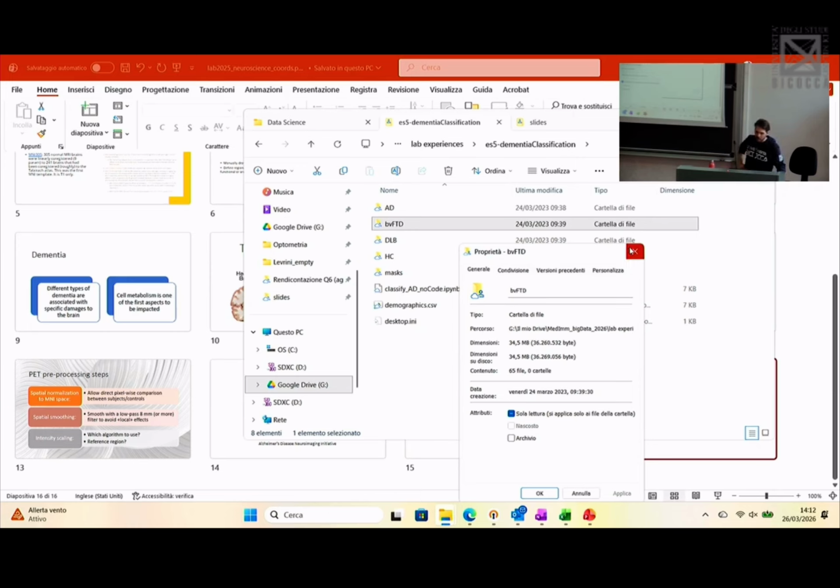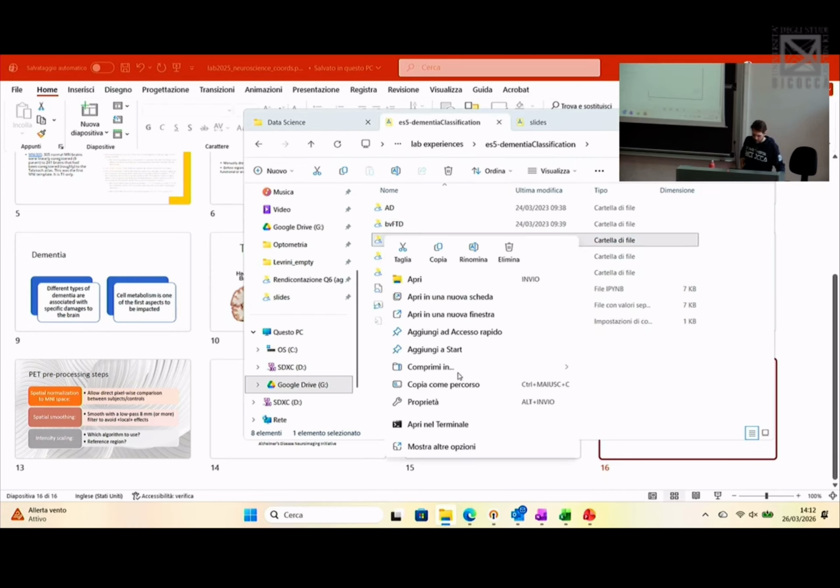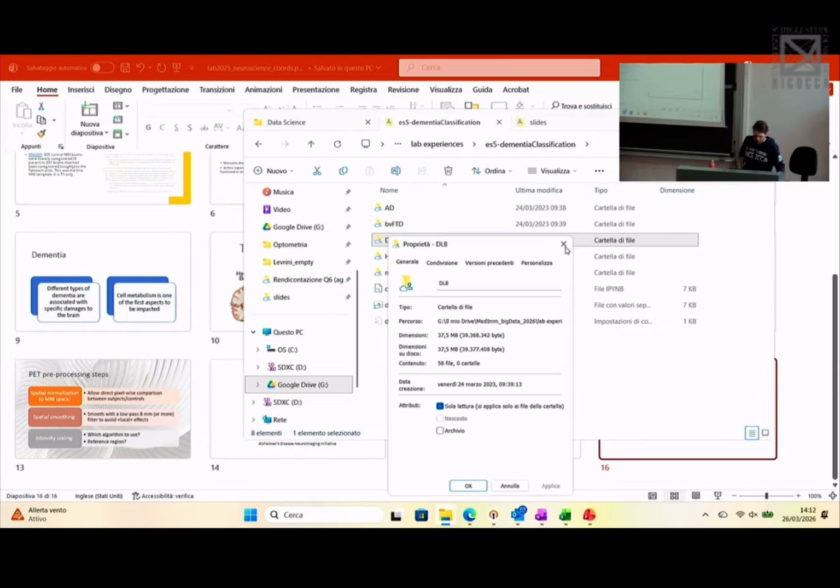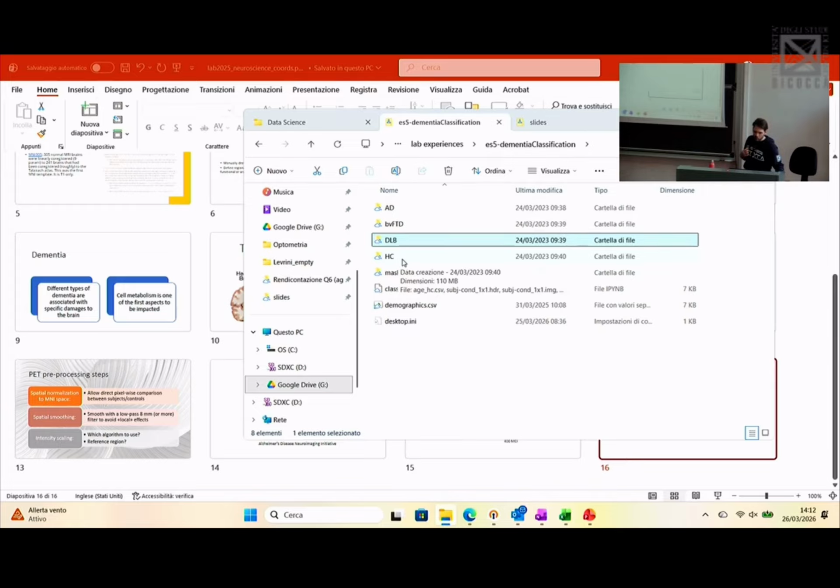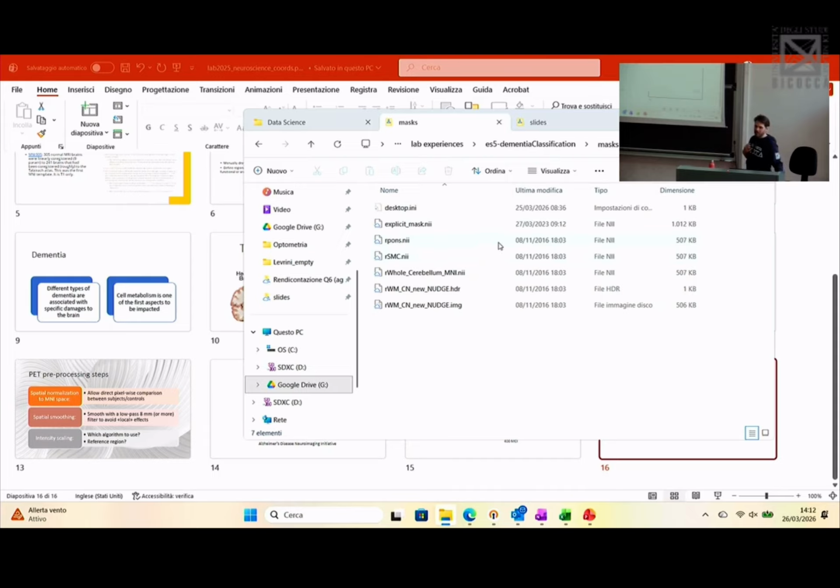65 behavioral variant frontotemporal dementia subjects, 58 Lewy body dementia subjects, 112 healthy controls, and some masks of specific regions of the brain that you might use as a reference region. We have a mask of only the neurological structure, because here I give you a rectangle. The pons, which is the brain stem, the supramotor cortex, the cerebellum, some white matter.